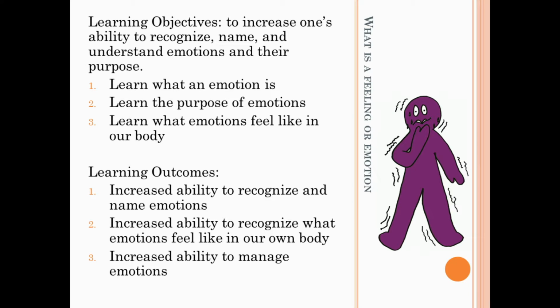Learning objectives would be to increase one's ability to recognize, name, and understand emotions and their purpose. So one, learn what an emotion is, learn the purpose of emotions, learn what emotions feel like in our bodies. Those are the three different learning objectives. And then the learning outcomes would be increased ability to recognize and name emotions, increased ability to recognize what emotions feel like in our own body, because it's going to be different what my emotions feel like in my body than what yours do, and increased ability to manage emotions.